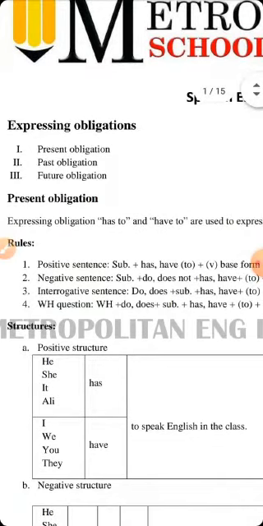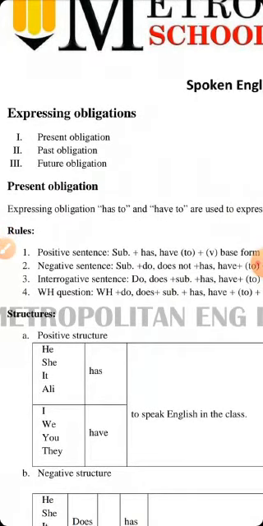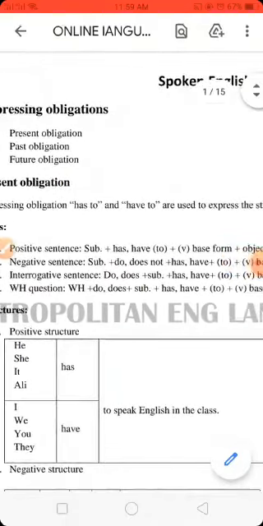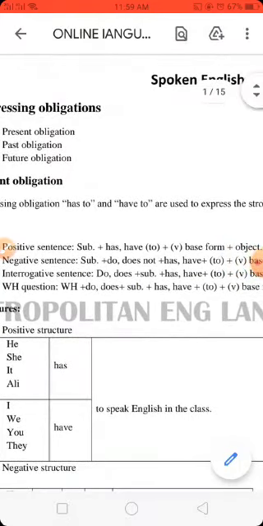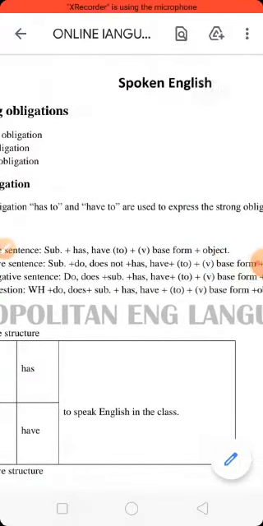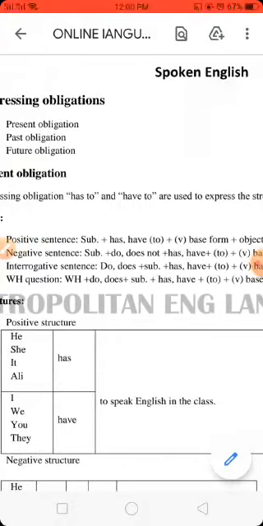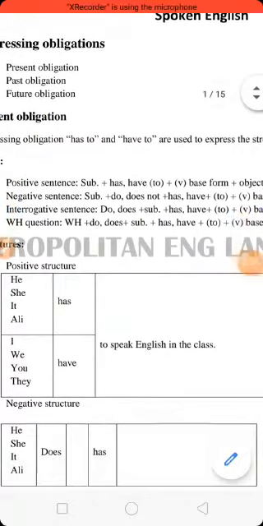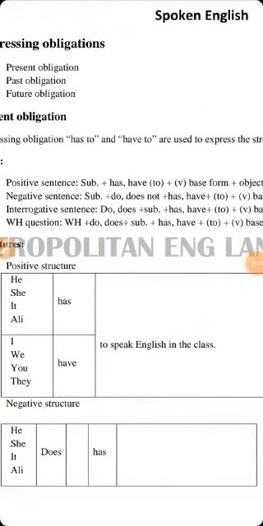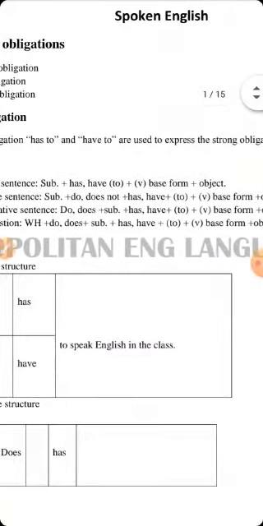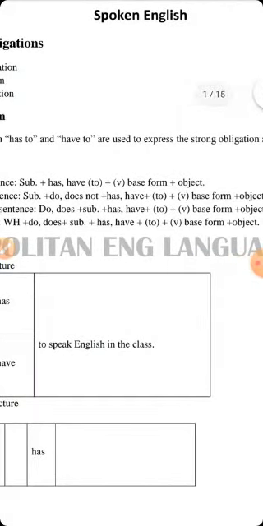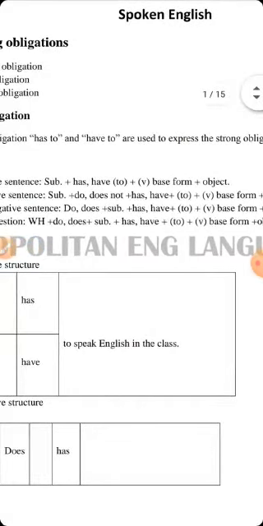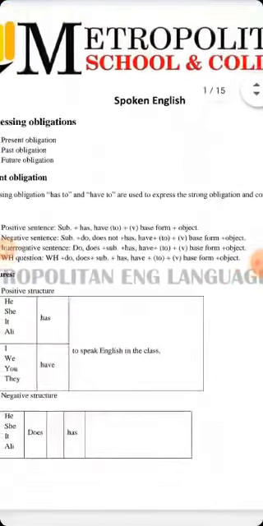That is the structure of present obligation. In positive sentences: subject plus has to or have to plus base form plus object. In negative sentences, after the subject we use do not and does not, so: subject plus do not or does not plus has to or have to plus base form of the verb plus object. Keep in your mind, in obligation sentences we use the base form of the verb.